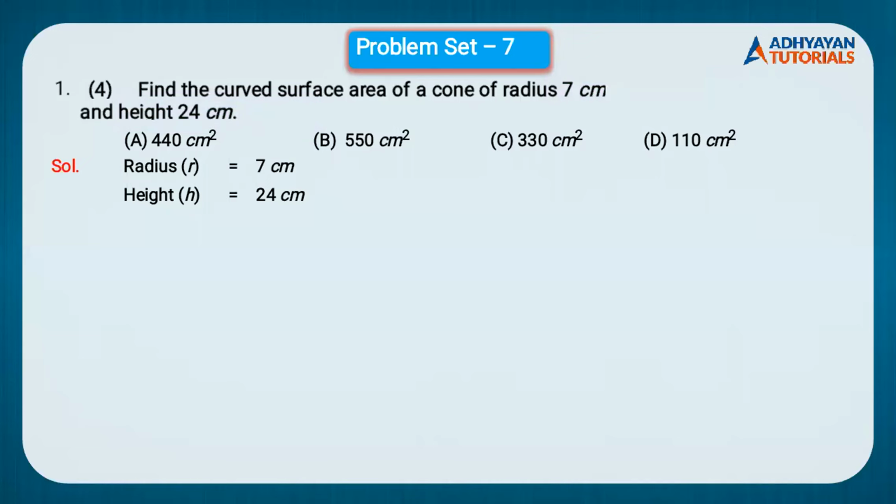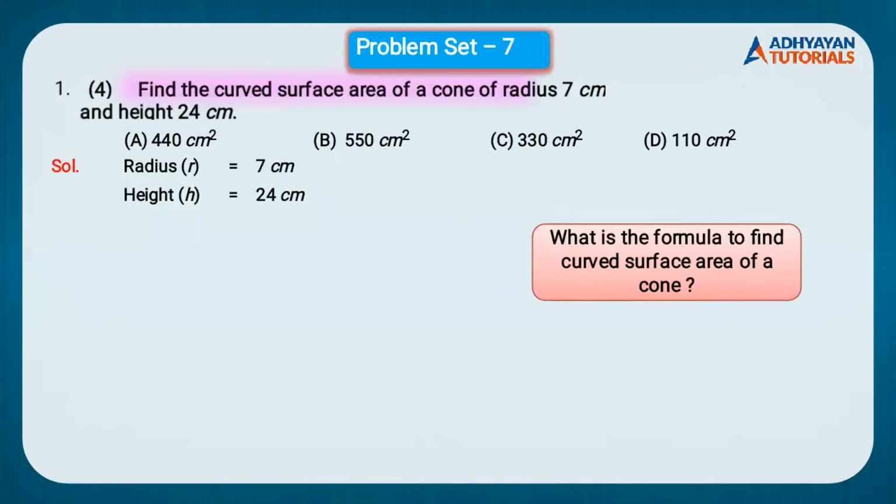Now students, what are we supposed to find? In the question they're asking us to find the curved surface area of a cone. Now tell me, what is the formula to find the curved surface area of the cone? Yes, the sheet is there in front of you. Perfect. We have to find the curved surface area, so the formula is pi r L. Students, the value of pi is constant, which we already know, either 22/7 or 3.14.